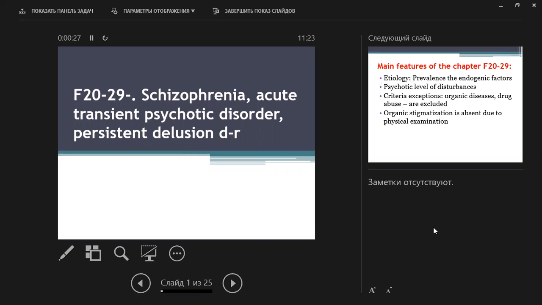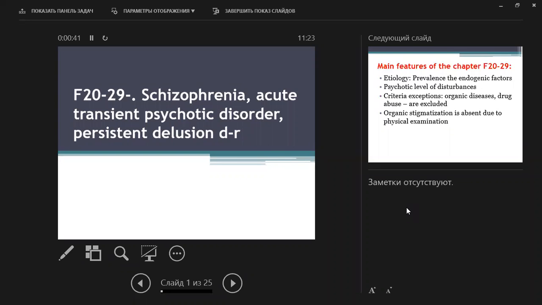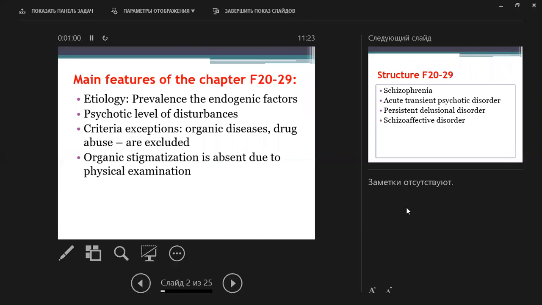Today's next lecture topic is F20-29. It is a lecture about schizophrenia. Title: Schizophrenia, Acute Transient Psychotic Disorder and Persistent Delusional Disorder. If you remember the previous lecture, in ICD-10 F20-29, or in short, we said F2. Main features of the chapter F20-29, main features.